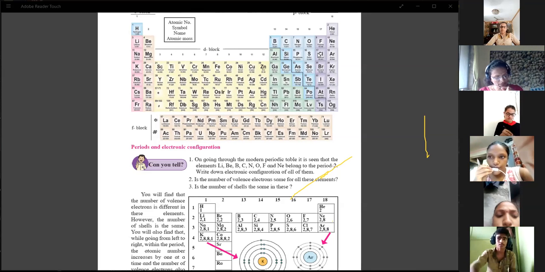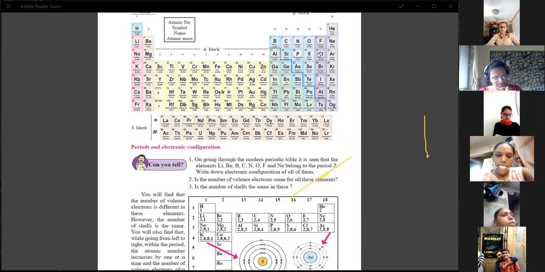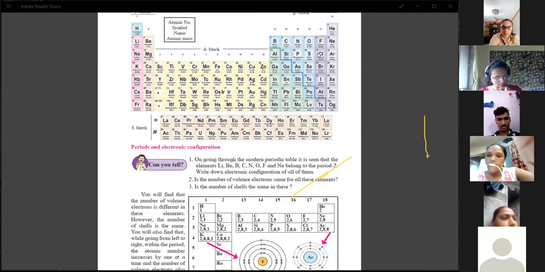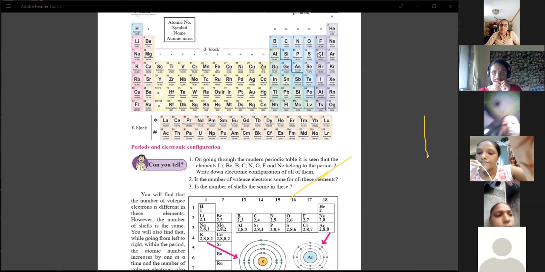Molecular formula of the chloride of an element X is XCl. This compound is a solid having high melting point. Which of the following elements would be present in the same group as X? Sodium, because it is a solid with high melting point. It combines with chlorine to form NaCl.